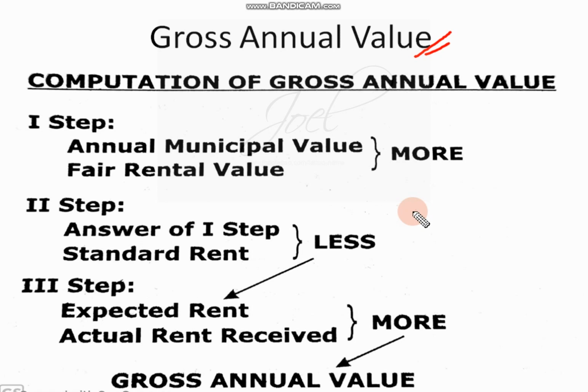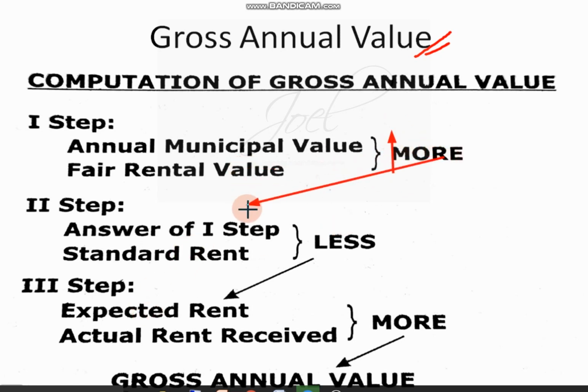Very easy problems these are. You can expect this for section A. Now, format, you may be knowing the format. Gross annual municipal value and fair rental value, out of these two, the highest one you will consider, and that amount will come here, and this is the standard rent.